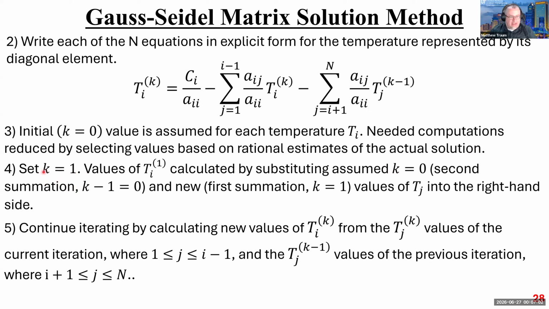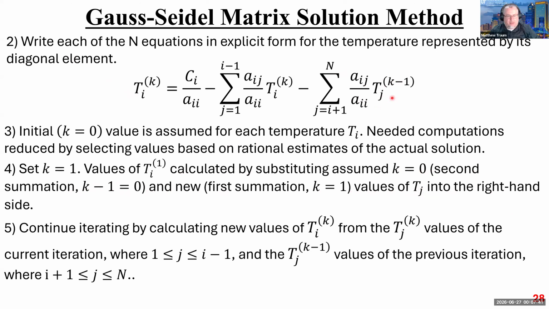Okay, next step is we're going to set iteration k equals 1. And then we're going to say values of T sub i at k equals 1 are going to be calculated by substituting the assumed values from the previous step, right? K equals 0, second summation, k minus 1 equals 0, and the new first summation, k equals 1, and values of T sub j are going to end up appearing in the right side of the equation, right?